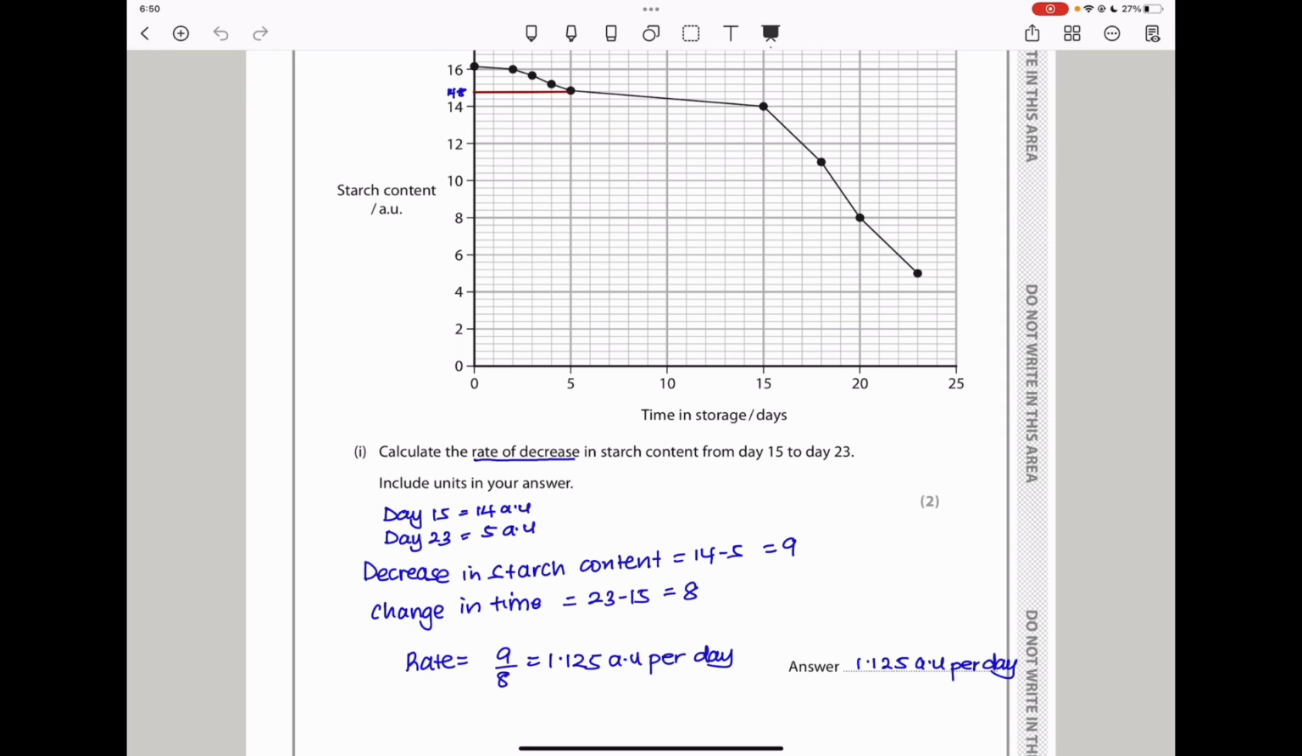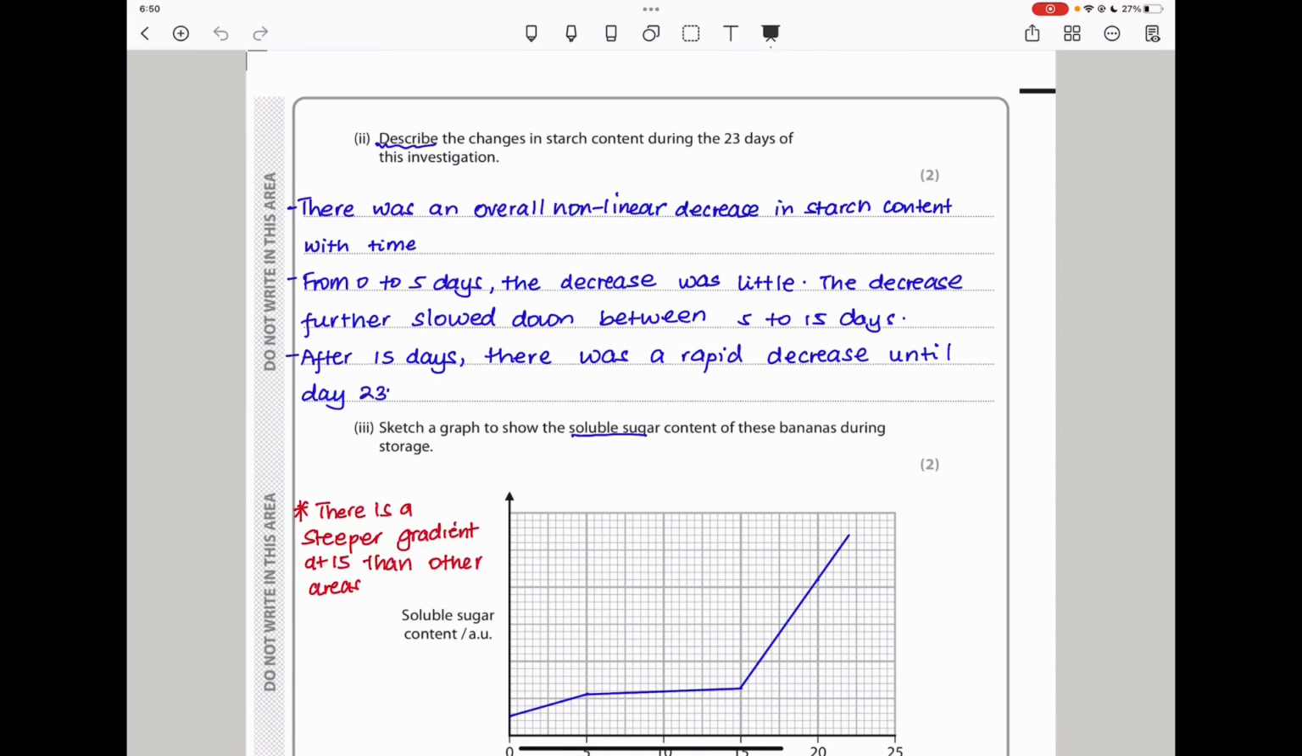So here we can see the rate is equal to the decrease or change in starch content divided by the time, which gives me 1.125. So I give my answer as 1.125 AU per day. That is the answer. So we continue here.